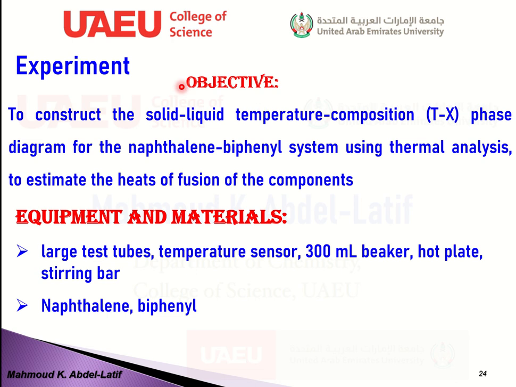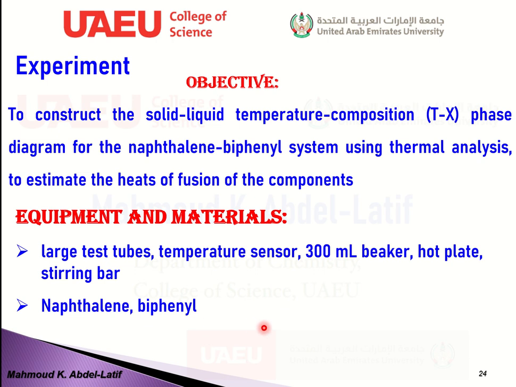So the experimental part is to construct a solid-liquid temperature-composition, Tx, where T is temperature and X the composition, phase diagram for naphthalene and biphenyl. Our two-component naphthalene and biphenyl system uses thermal analysis to estimate the heats of fusion of both components. You are going to use large test tubes, a temperature sensor, a 300 milliliter beaker, a hot plate, and a stirring bar. You are also going to need a water bath. The chemicals will be naphthalene and biphenyl.